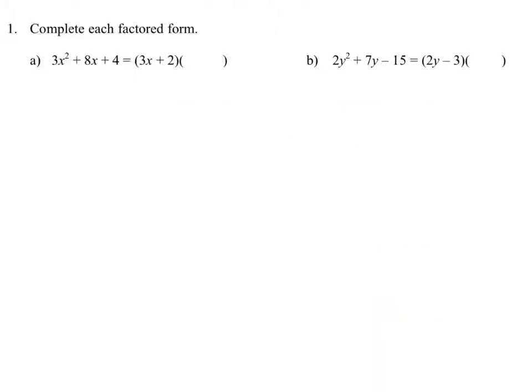Let's complete each factored form. We begin with the trinomial 3x squared plus 8x plus 4. One of the factors is already given to us as 3x plus 2, and we need to find the missing factor. The way to think about this is that in this trial and error method, or the guess and check method, the check part is going to be using FOIL, the first, outer, inner, and last. So the first term will give us the 3x squared. The last term would give us the plus 4, but the outer and the inner combined will give you 8x.